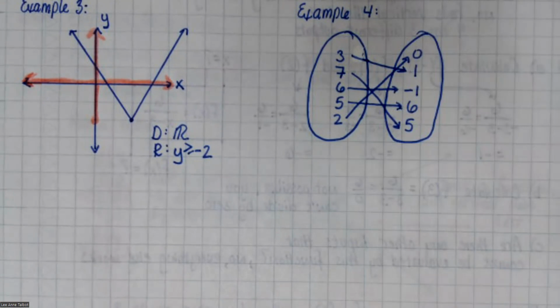This is the same thing as a table, but it's got arrows telling you what goes with what. So if you look at the top of 3, the arrow goes to the 1, so that's the coordinate 3, 1. And then the next one is coordinate 7, 5, 6, -1, 5, 6, and 2, 0. So it's just in a different order. And the arrows tell you what goes with what, like what X goes with what Y.